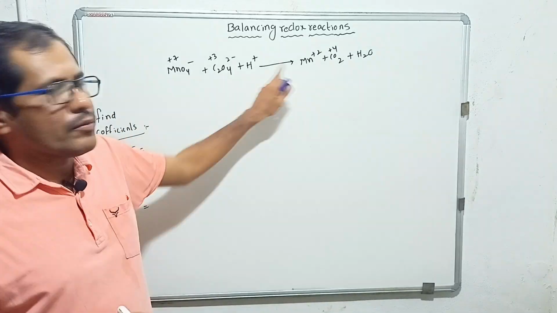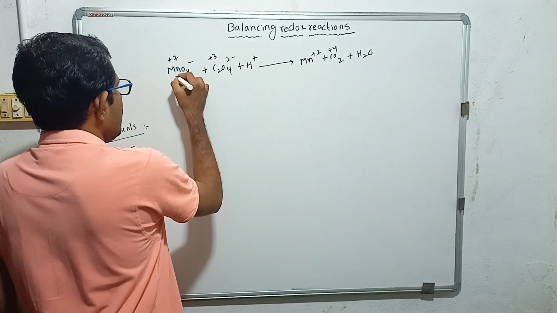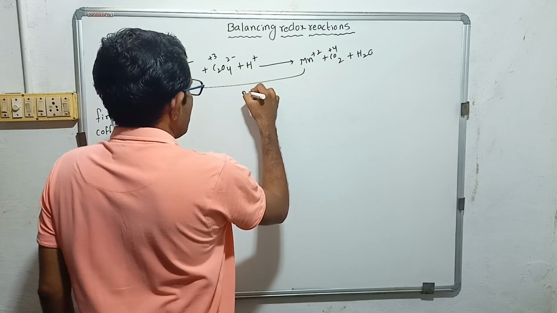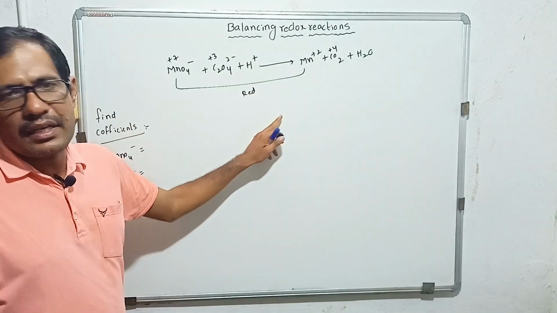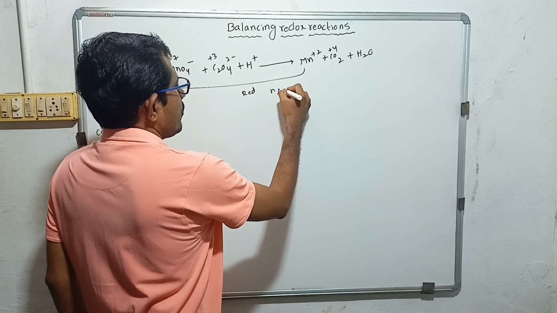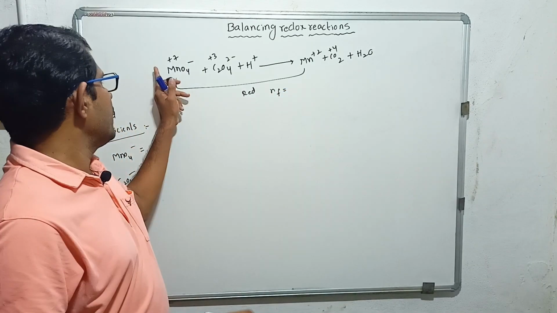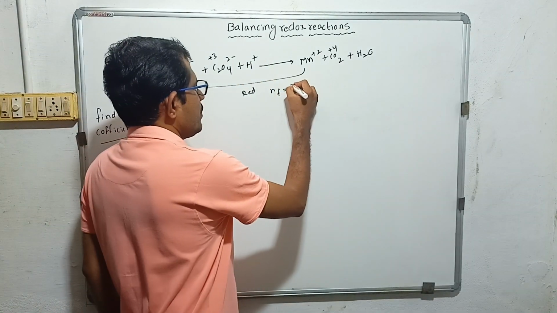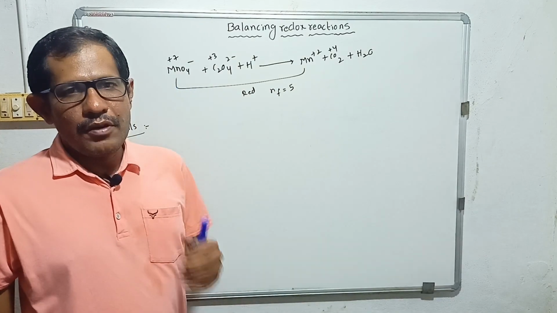First there is a decrease in oxidation number, so this manganese is undergoing reduction. The n factor is the change in oxidation number per entity. Here the change is 5, so the n factor is 5 over here.